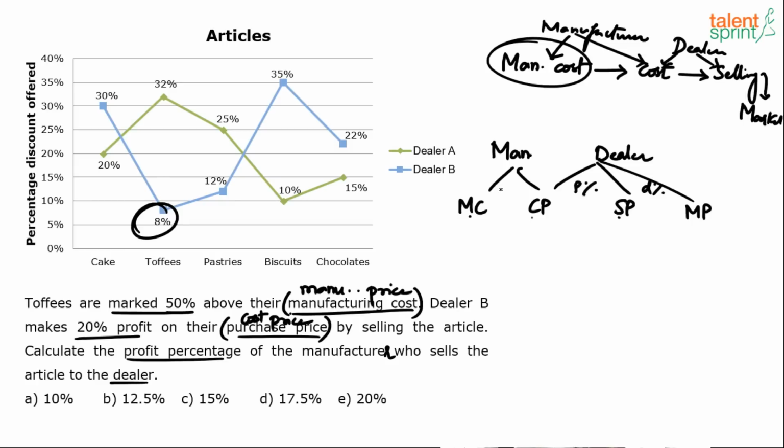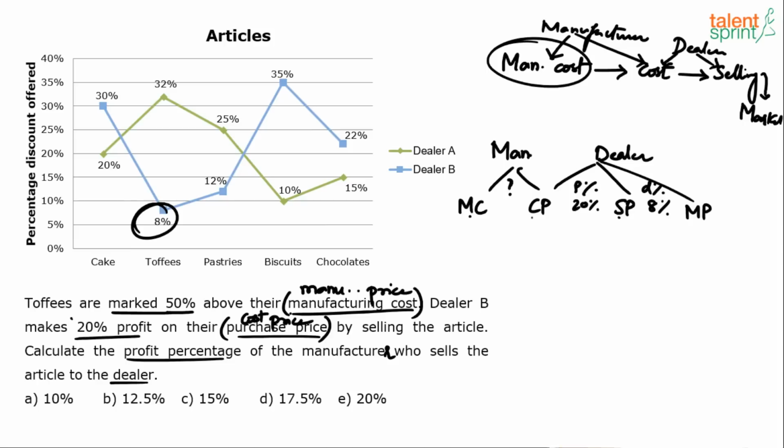We actually have to find out what is this profit. This is the question, right? Find out the profit percentage of the manufacturer. What is the profit percentage? This is the question mark that we have to find out. This profit is known to us. See, the dealer made a profit of 20%. So this is 20%. Yes or no? The discount that the dealer gave is 8%. This is also known to us. What we have to find out is the profit made by the manufacturer. Calculate the profit percentage of the manufacturer who sells the article to the dealer. So in these two, what's the profit percentage is the question.